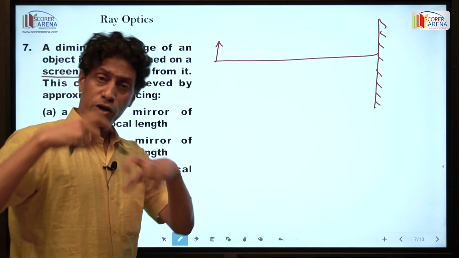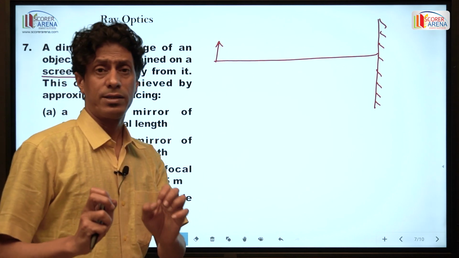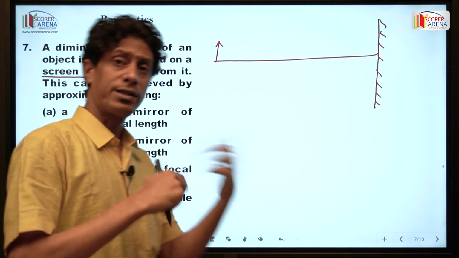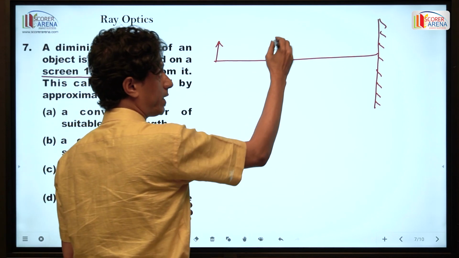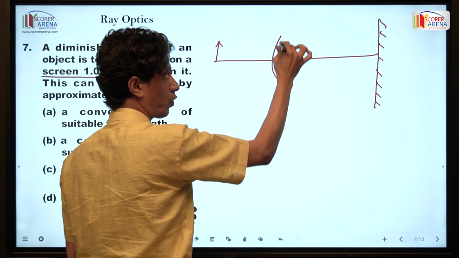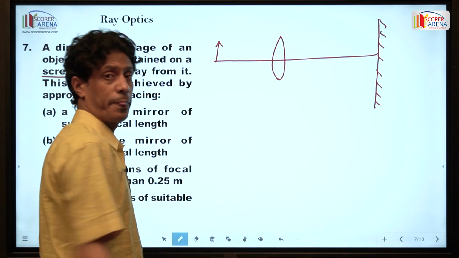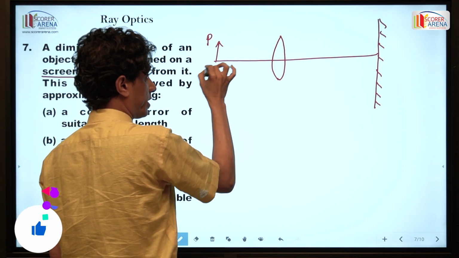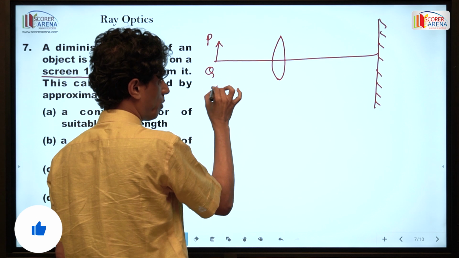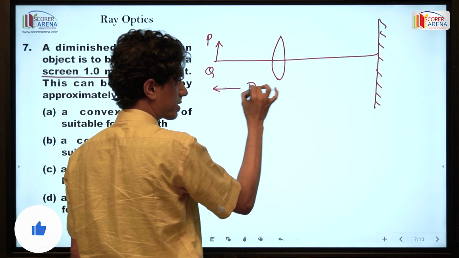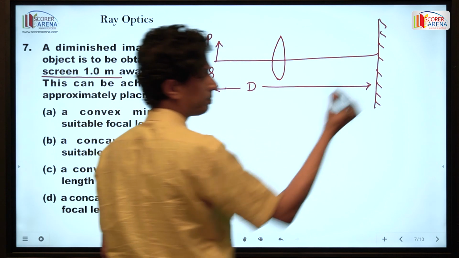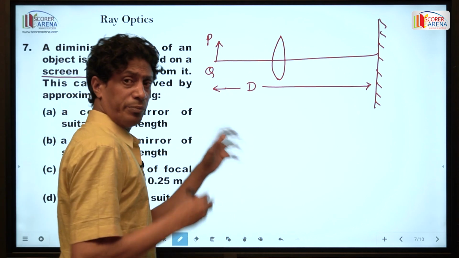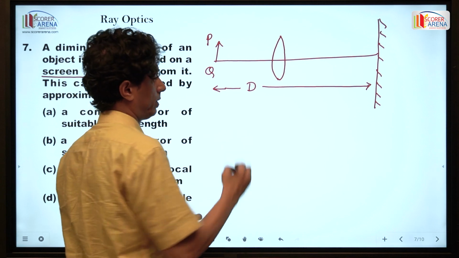Only the converging lens, that is convex lens, can form real image of a real object on the screen. So we have to place here a converging lens. This is object, distance between object and screen, if it is d, it can be proved theoretically.